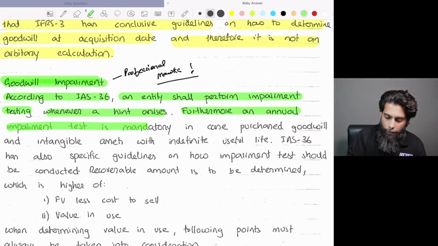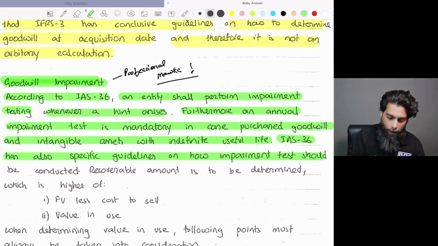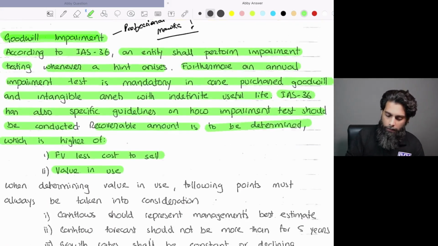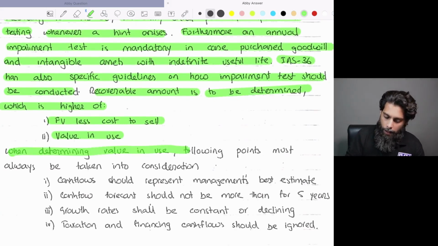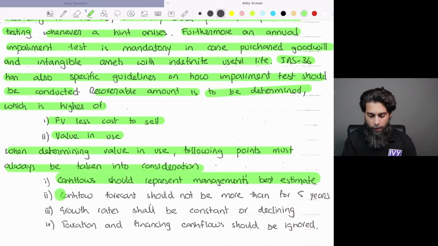Furthermore, an annual impairment test is mandatory on purchased goodwill and intangible assets with indefinite useful life. IAS 36 has also provided some specific guidelines on how the impairment test should be conducted. Recoverable amount, remember, is the higher of fair value less cost to sell and value in use. When determining value in use, the following points must always be taken into consideration. Remember, we studied this. Cash flow should represent management's best estimate.